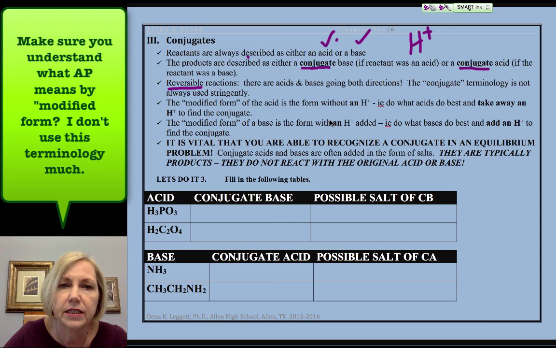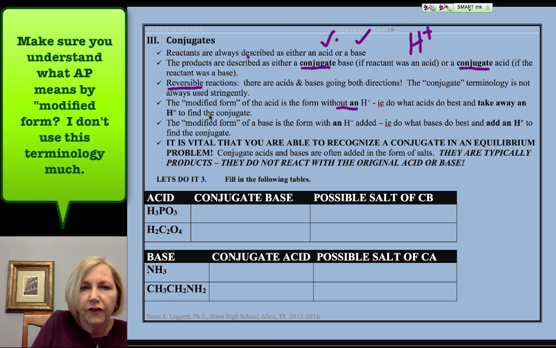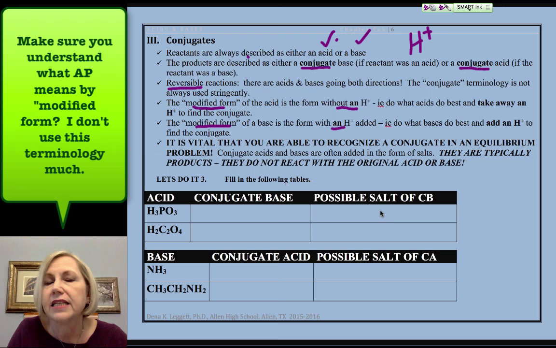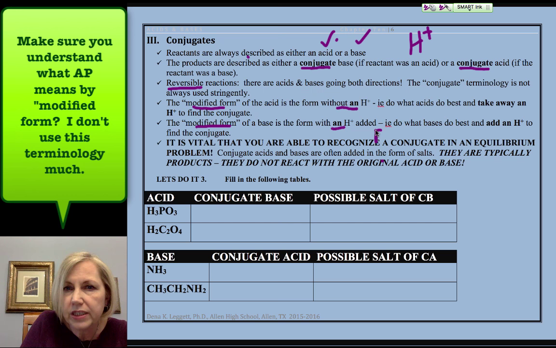All right, so the modified form of an acid, or the conjugate of an acid, is the one without an H and a plus. The modified form, I don't love this terminology, but you're going to see it. The modified form of the base is with an H and a plus. So what do bases do best? Bases accept an H and a plus. So we modify the base structure by giving it the H and the plus, or another word we would say is once we've added it, it becomes protonated.